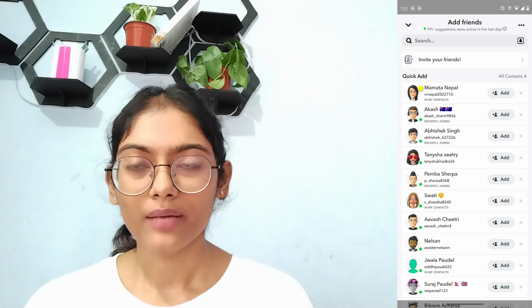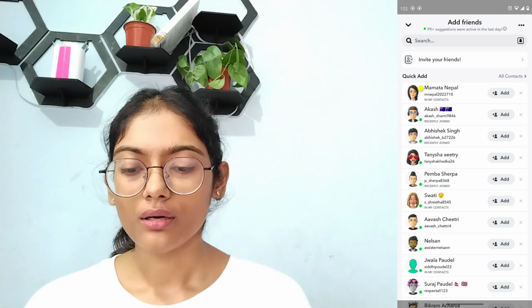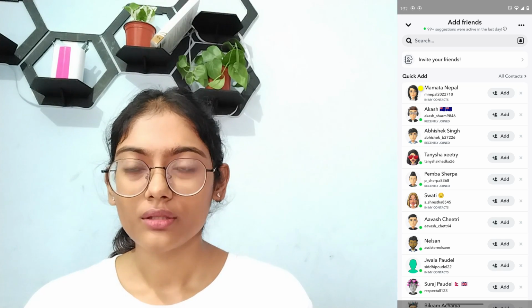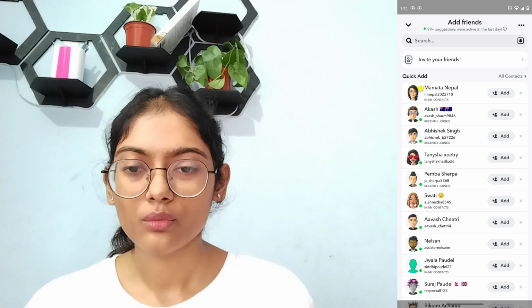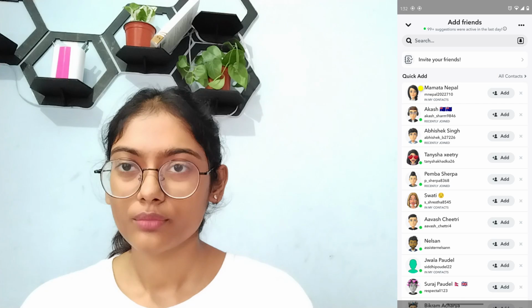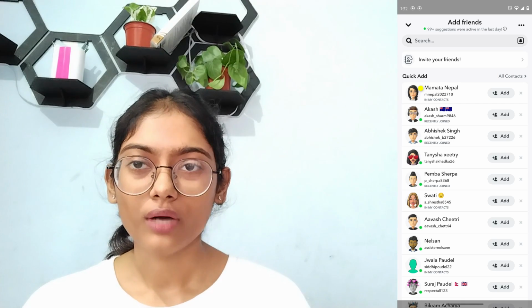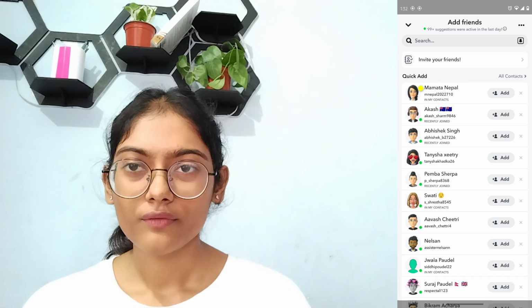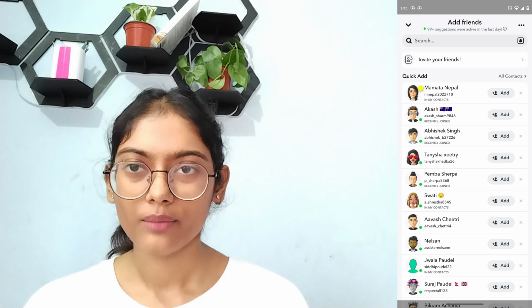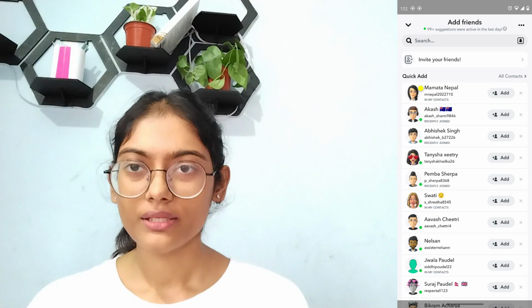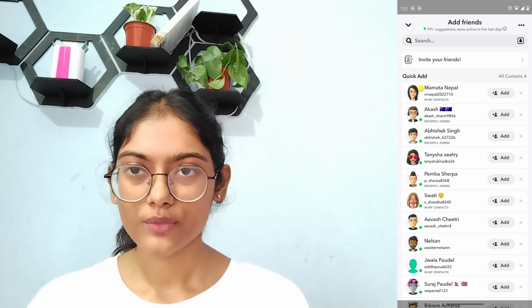So if you add that person and you send some snaps, you should send them more snaps than the other person. If you send one or two snaps to all of your friends, you should send your particular friend a minimum of 5 to 10 snaps per day. After 1 week of sending those snaps, you will have that person as your best friend on Snapchat. So that's it. This is the way to add someone as a best friend on your Snapchat account.